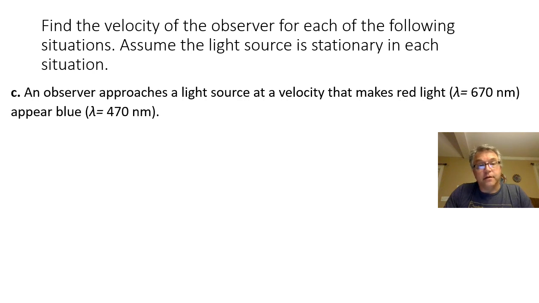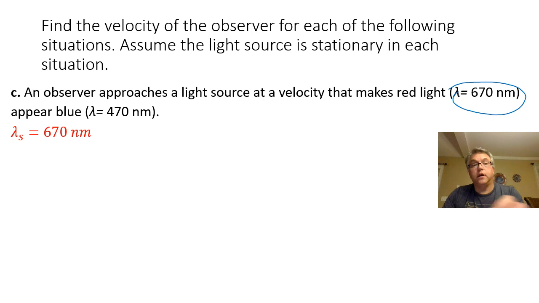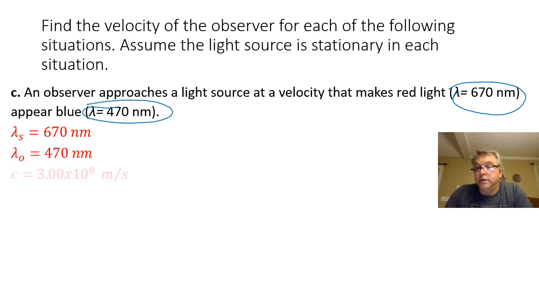Part C tells us an observer approaches a light source at a velocity that makes a red light at 670 nanometers appear blue at 470 nanometers. So our source wavelength is 670 nanometers. Our observed wavelength is 470 nanometers. C is always 3.00 times 10 to the 8th meters per second. And as before, we are looking for the velocity. And we're going to solve this one the same way we did the other two.